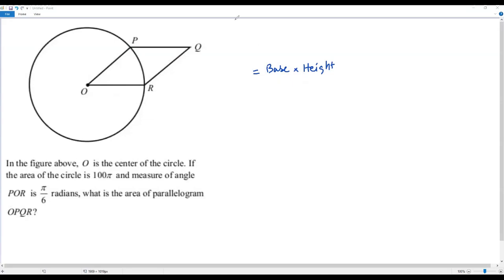Here when I look at this parallelogram, OR, the line segment over here, represents the base of the parallelogram, and the height is a vertical line. Let me draw it. The vertical line I have drawn over here, the blue color line, represents the height of the parallelogram. Now let's consider the base, that is OR. Actually, this OR represents a radius of the circle, and using the information that the area of the circle is 100 pi, we'll be able to get the radius of the circle, and the radius can be considered as the base of the parallelogram.